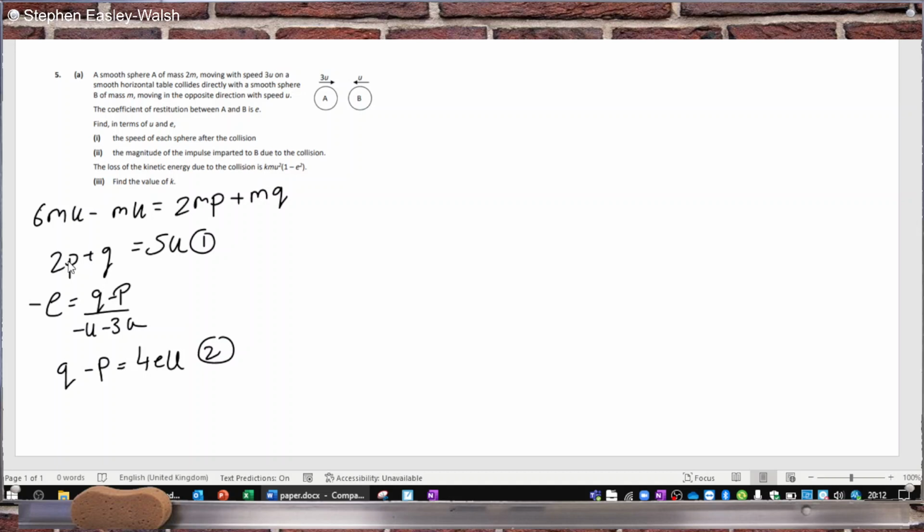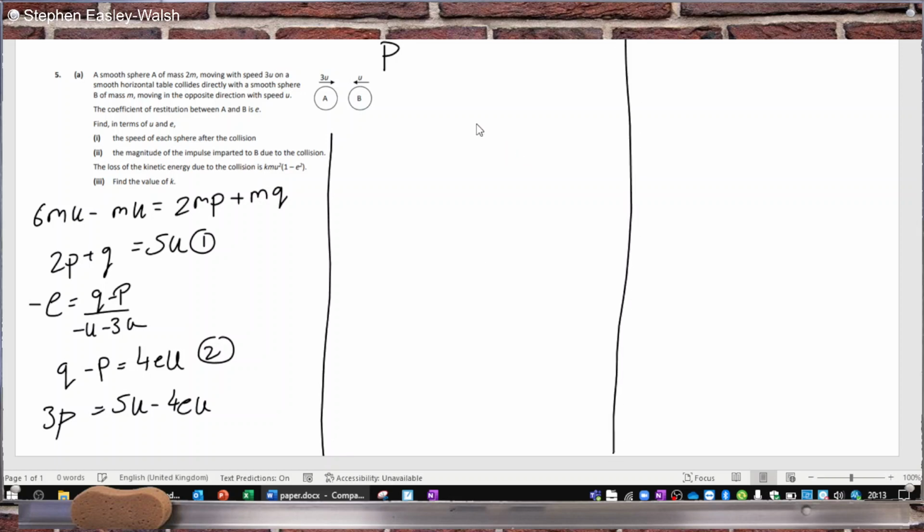If I subtract these, 2p minus p is 3p, q minus q is gone, and then that would be 5u minus 4eu. So that means p equals (5 minus 4e) over 3 times u. That's the p. I can sub that in here to get the q.